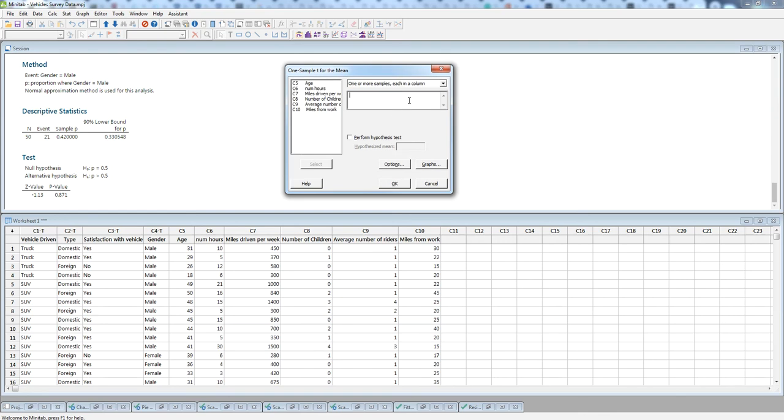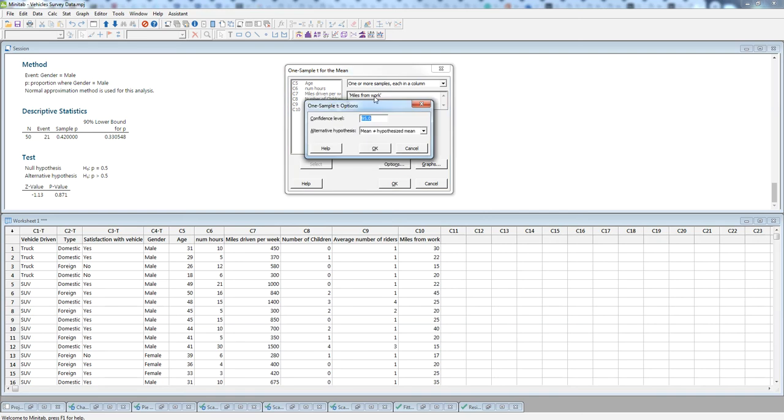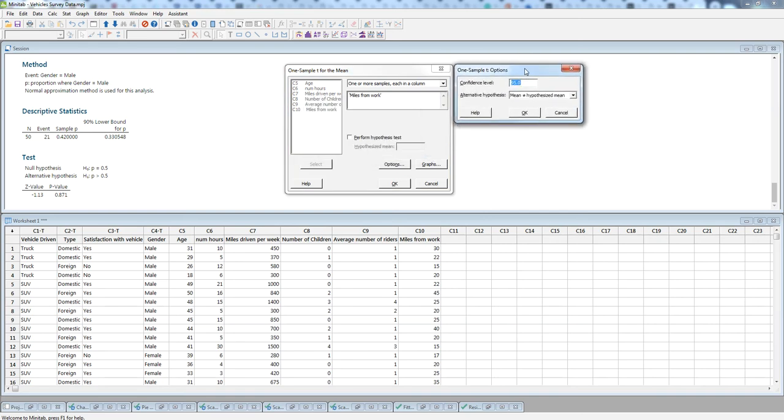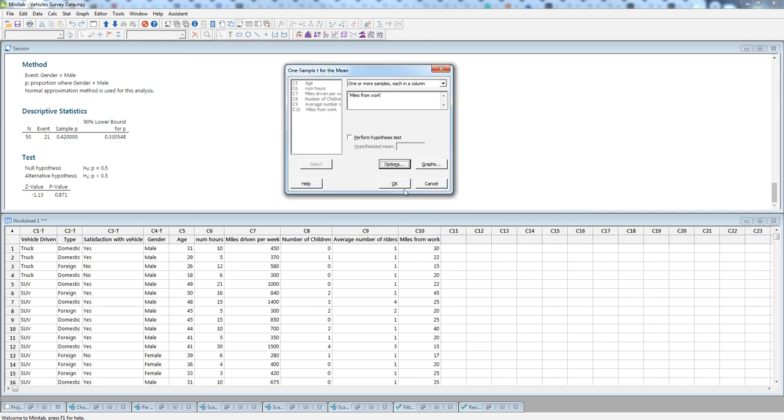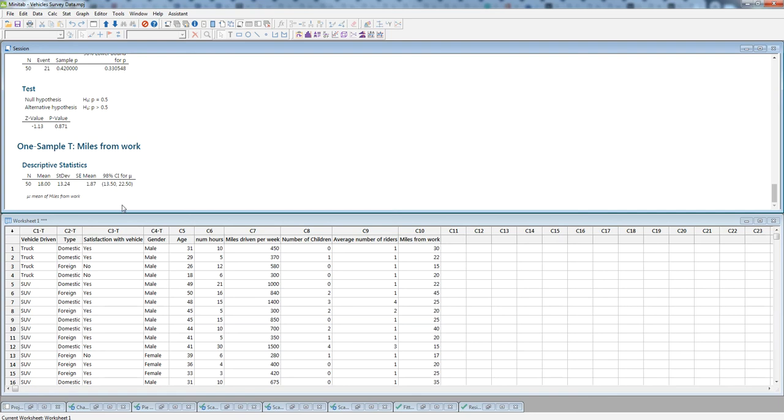So my data is in a column, so I'm going to click into the white box below, throw in miles from work, and I'm doing a confidence interval, so I don't want to do the hypothesis test. I'm going to hit my options, and let's see, not equal to, and let's do a 98 for fun. 95 is what everybody does, so, you know, we'll try something different. Okay. Where are we at?